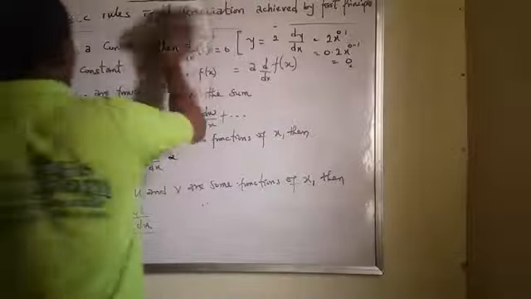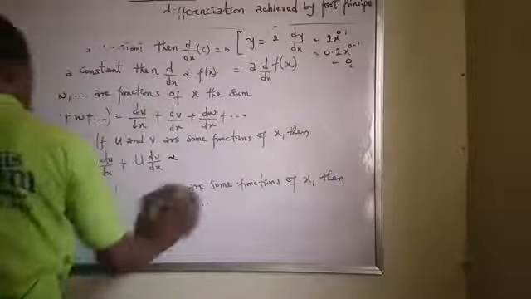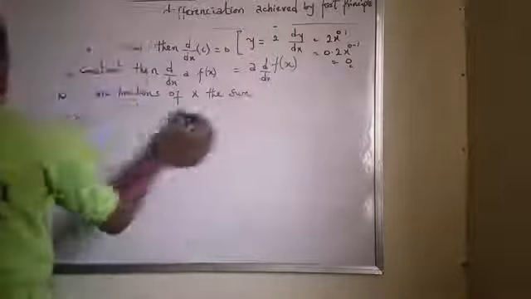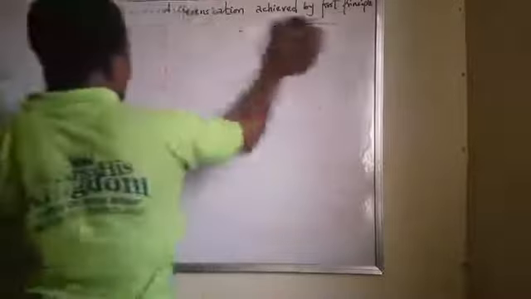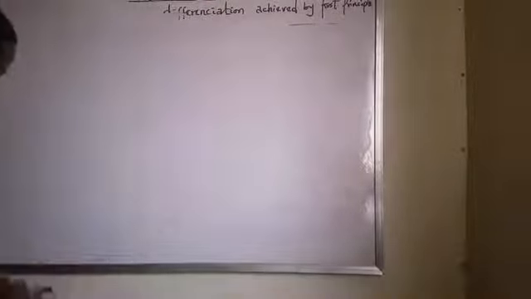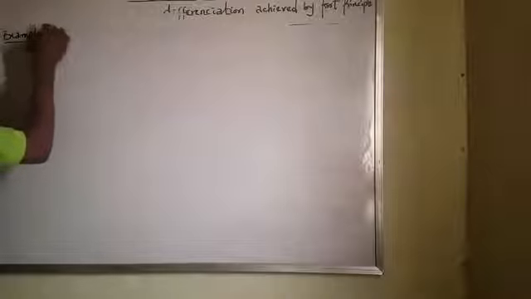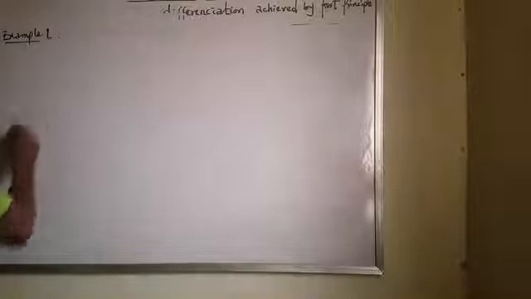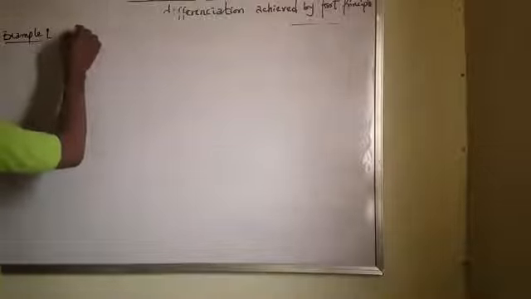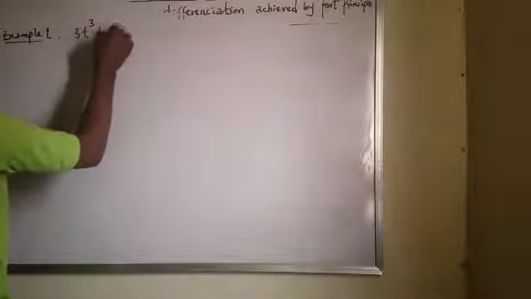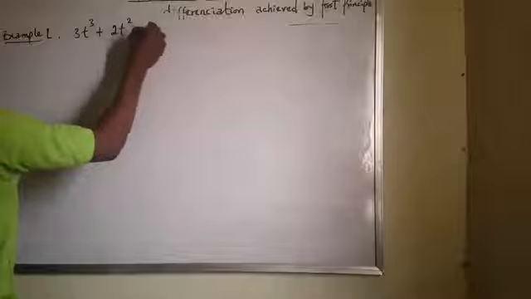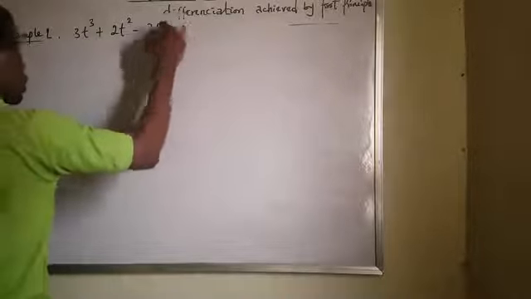Now I need to explain this, or I write this out as, okay, let me make an example first. Example 1. We have 3t cubed plus 2t squared minus 7t plus 3.